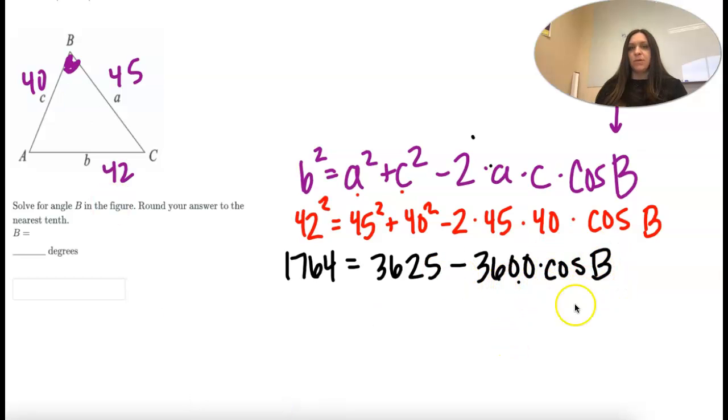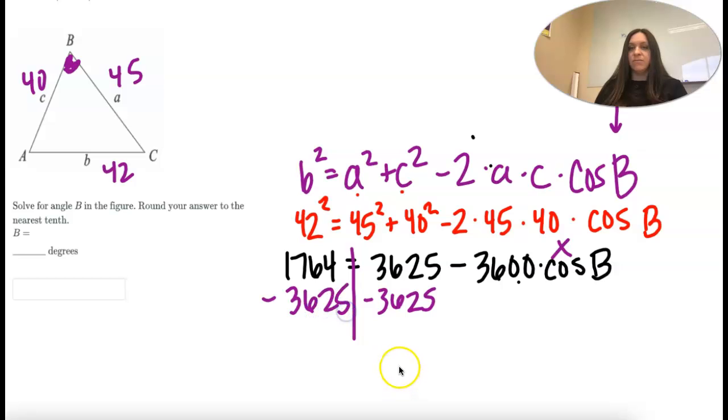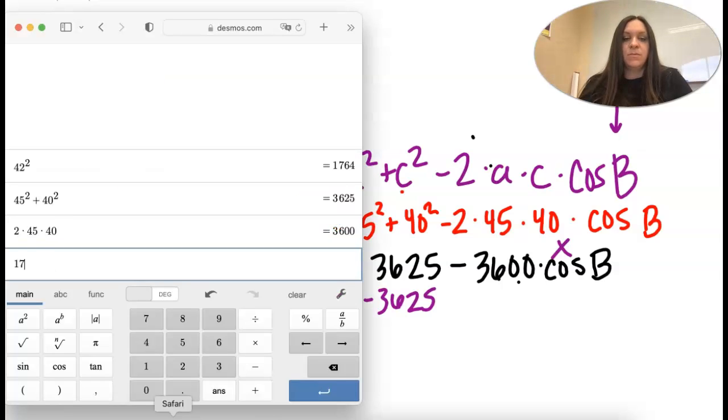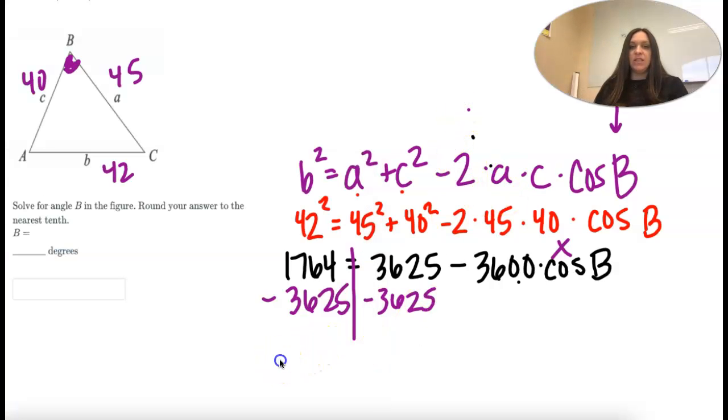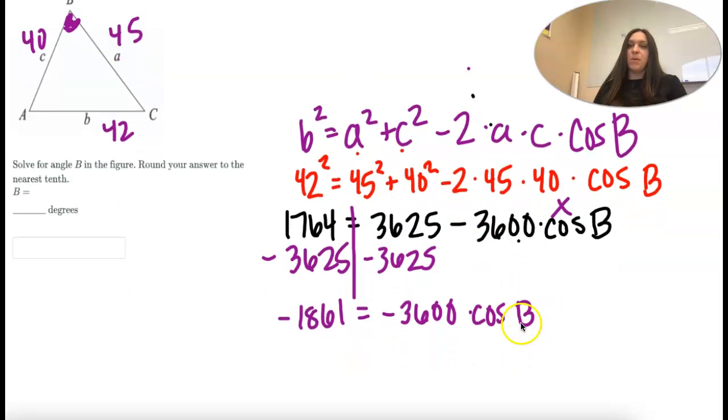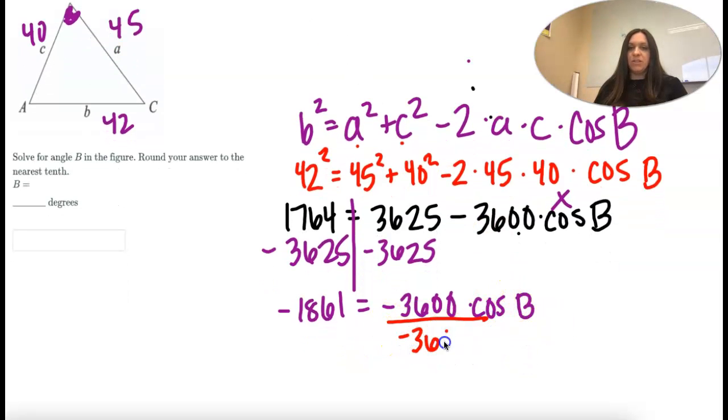Remember, the goal is to get cosine of B or just B by itself. So I gotta move these other numbers out of the way. And it's just like solving an equation if this were like X. First we would move the 3625 to the other side. So I have 1764 minus 3625. So negative 1861 equals negative 3600 times cosine of B. Okay, and remember, it's just like X. Now we're going to divide by 3600.